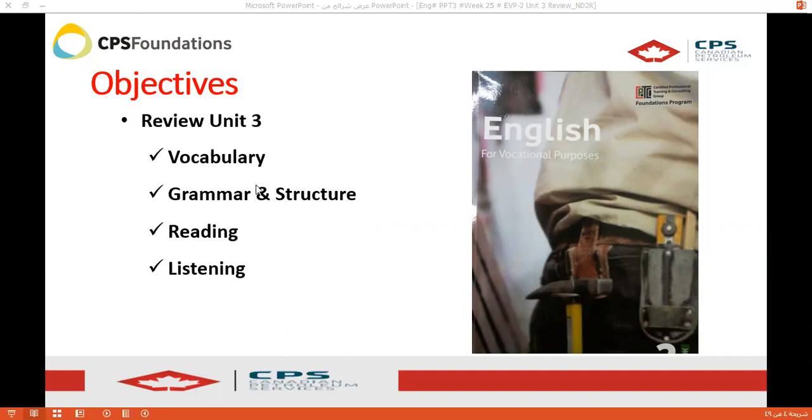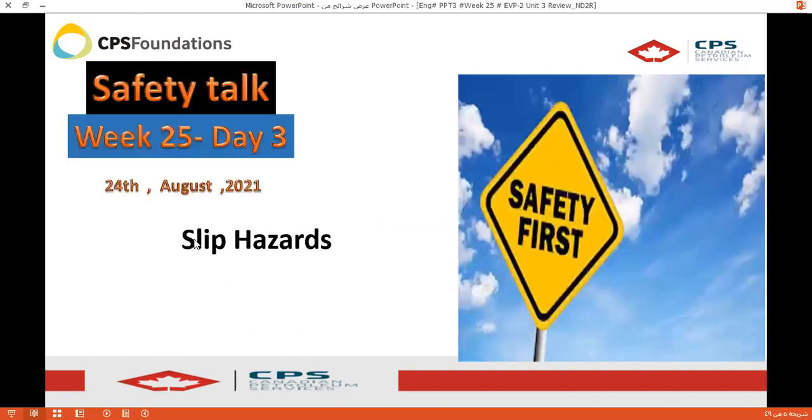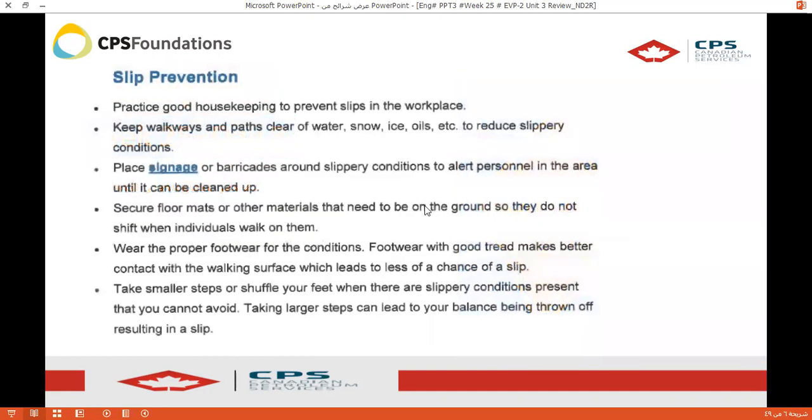As we always do, we start our lesson with a daily safety talk. The safety talk of the week is slip hazards. Here we are going to discuss how to prevent slips, slip prevention. Practice good housekeeping to prevent slips in the workplace. Keep walkways and paths clear of water, snow, ice, oils, etc.